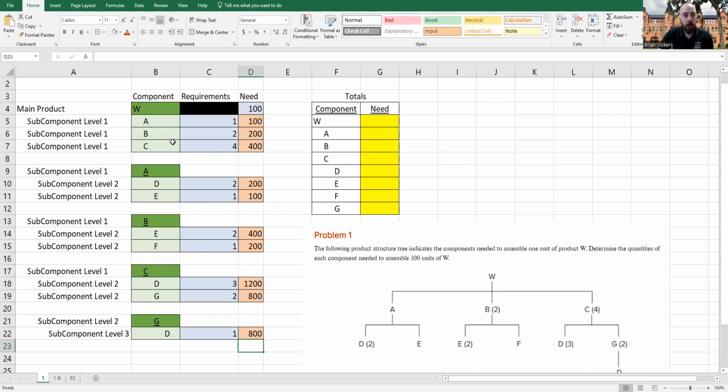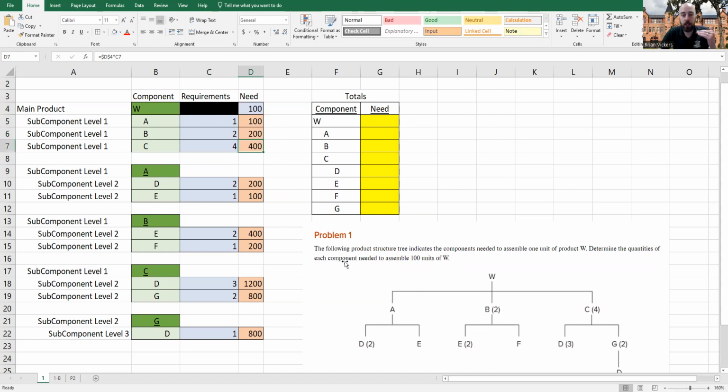And so if you look at all the total A's we need, you can count and say that A only appears one time here and I need 100. So for every 100 W's, I need 100 A's. B only appears here because it's a second level item. So B's, I need 200 total. C's, I need 400 total.